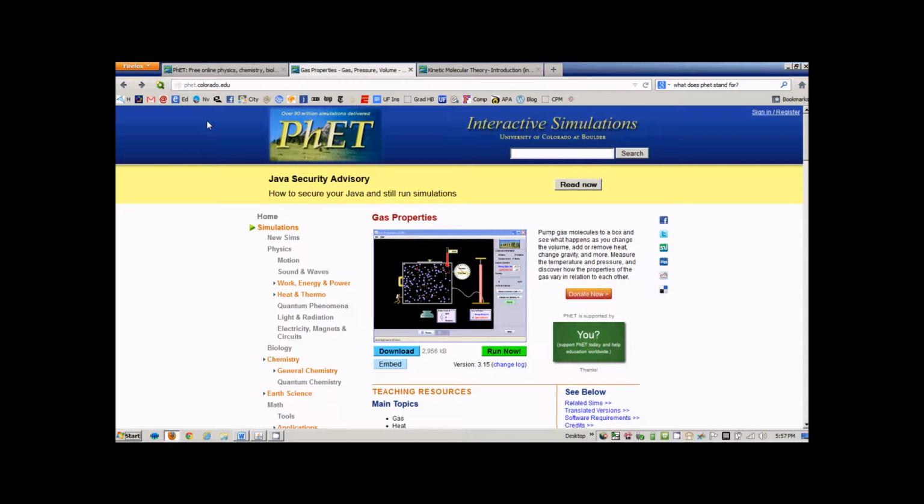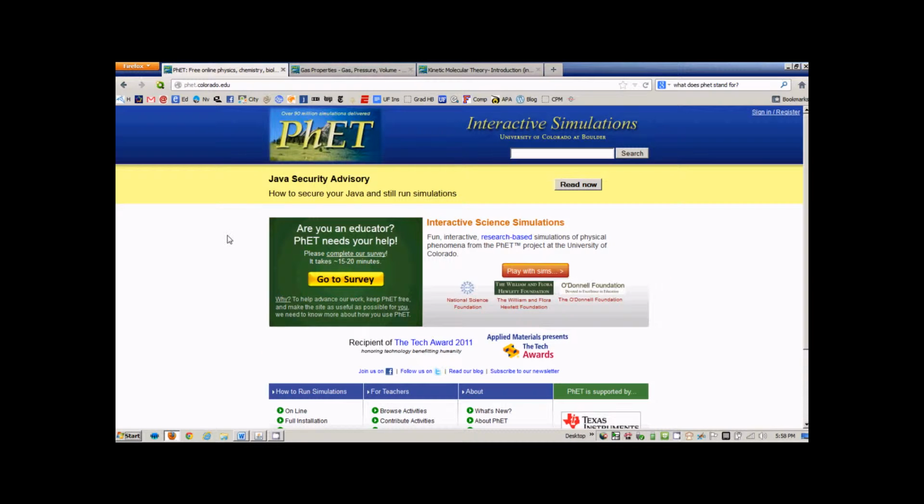PhET is a resource established by the University of Colorado Boulder and was originally called Physics Education Technology, but has now expanded into many other areas. This video is going to give an introduction to the PhET website as well as the knowledge community that has been established. On the front page, there's some information about the website as well as the program that they've enacted there.